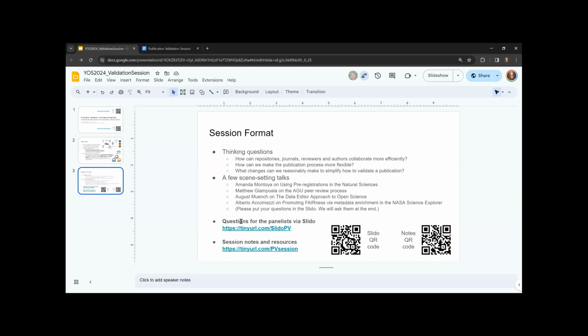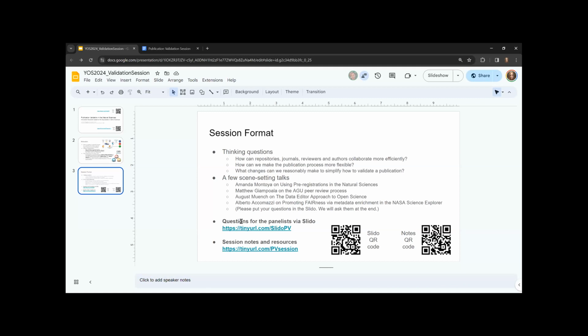We're going to start with a few scene-setting talks of about 7 minutes each. I have to be a little strict on the timing because we have a short session here. So first, we're going to have Amanda Montoya on using pre-registrations in the natural sciences. Feel free, if you changed your title, to go for it.